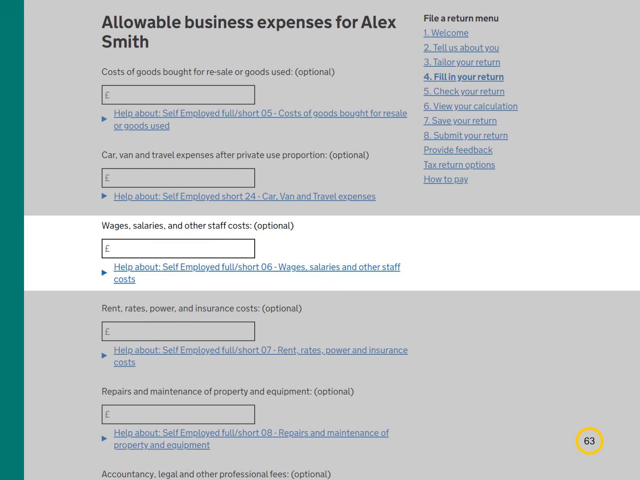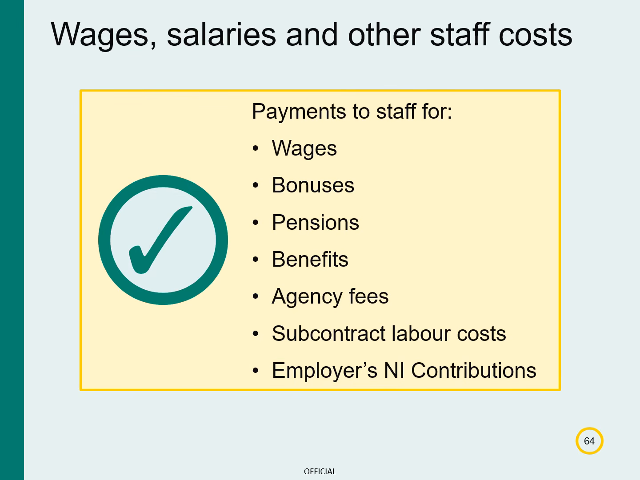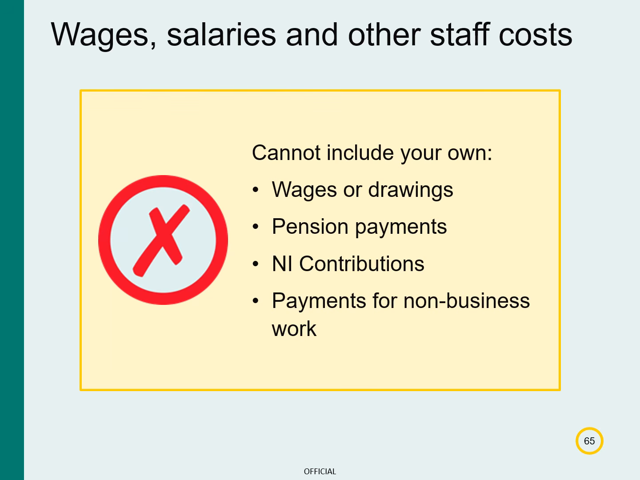In this box, you can show any wages paid to staff or employees. So this could be wages, bonuses, pensions, and benefits. Also include agency fees and subcontract labour costs and employers' national insurance contributions. However, you cannot include your own wages or drawings, pension payments, national insurance contributions, and payments made for non-business work.